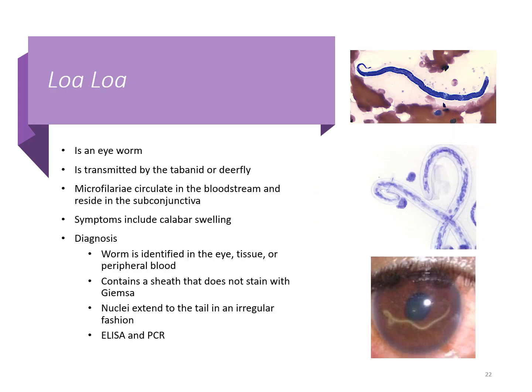Loa loa is an eyeworm, and it is transmitted through the deer fly. And so these organisms will actually circulate in the bloodstream, and then they'll start to reside in the subconjunctiva. And so you can actually have symptoms of like cerebral swelling. And of course, finding this worm is going to be characteristic of it. So you can find it in the tissue, eye, peripheral blood smear. And of course, you're trying to differentiate it based on those nucleoli. And so here's just an image where you can actually see that organism inside of that eye.